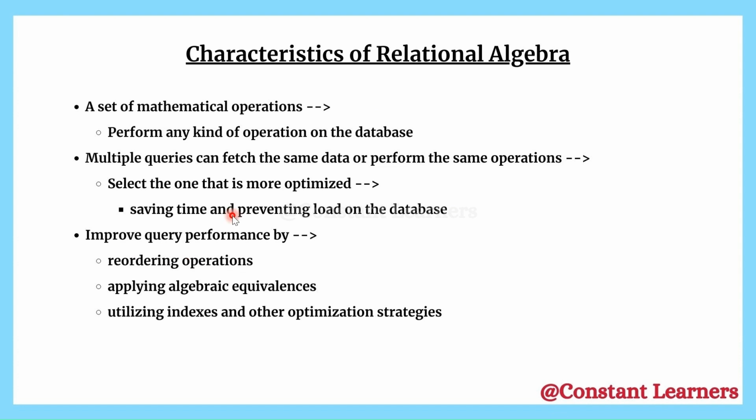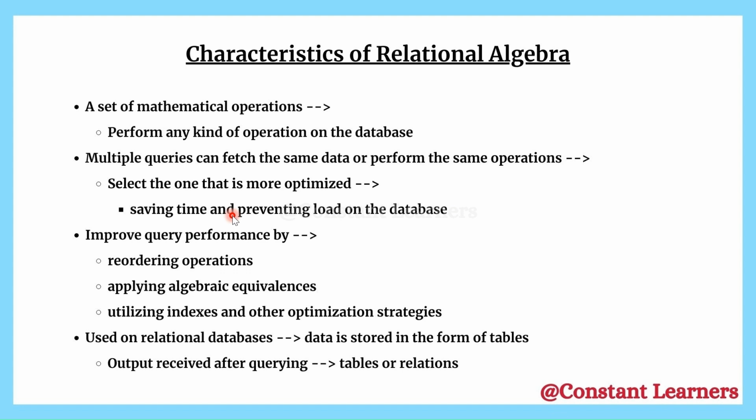Now, relational algebra is used on relational databases, right? That is, the data is stored in the form of tables. So, when we query the database, the output is also received in the form of tables or relations. In the input, we are giving what needs to be done and how we are expecting it to be done. Then, some operations are performed on the database with the help of the query, and the output is in the form of tables or relations because data is stored in the form of tables or relations. All right? I hope this was clear.